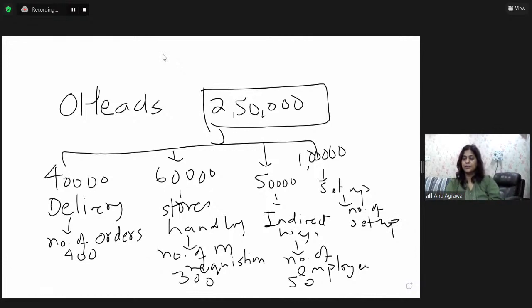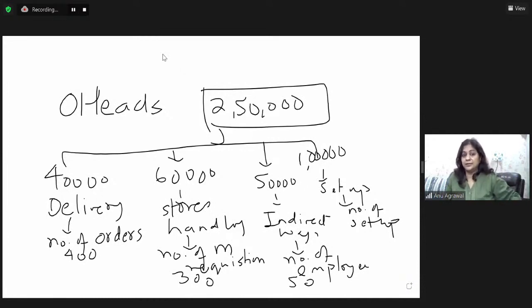Right? Now, what am I doing? I have actually analyzed the overheads, gone a little beyond, and found out what triggers these expenses. What is actually the driver behind these expenses? So we realize that delivery expenses happen because every time you place an order, or every time a delivery order is done, you incur an expense. So the cost driver of delivery expenses was the number of orders.